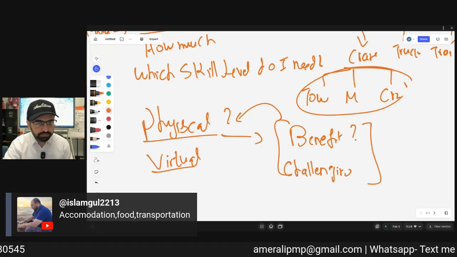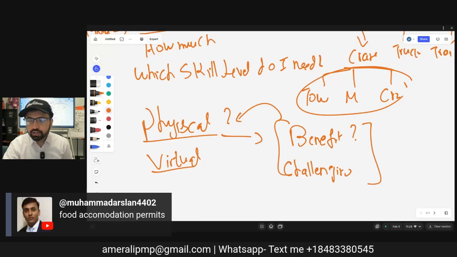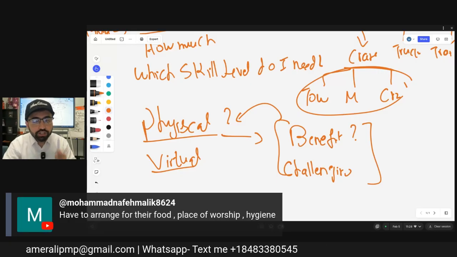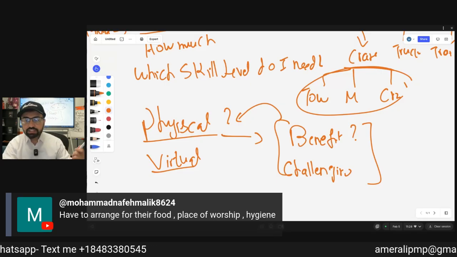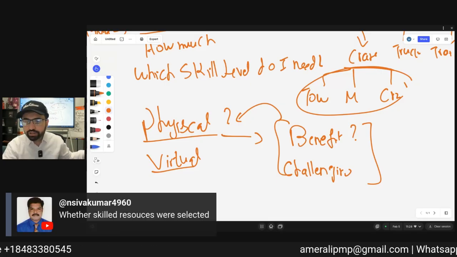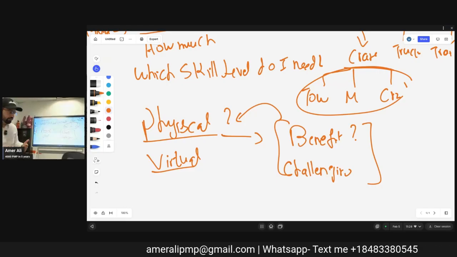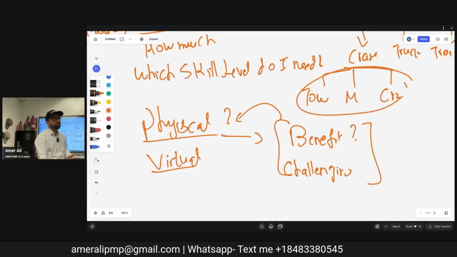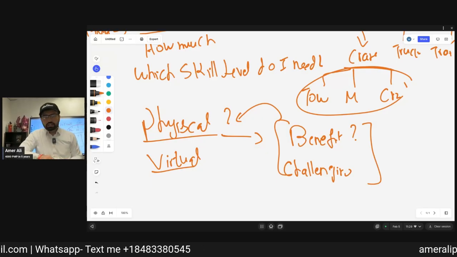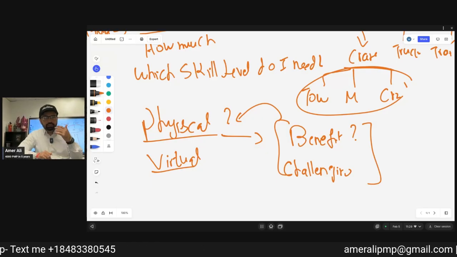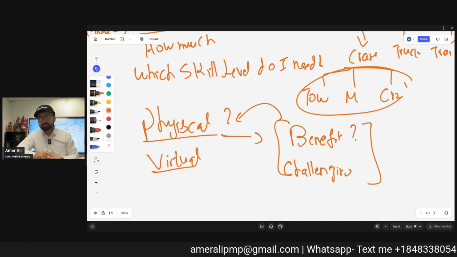I like this, Islam, thank you. Accommodation, food, transportation, have to arrange for their food, place of worship, hygiene, safety. Guys, Ramadan is coming. So in Ramadan, if we have half the population that is going to fast, they need a mosque, a place to worship. I need to consider that in physical resources.